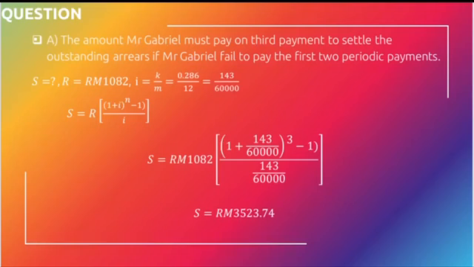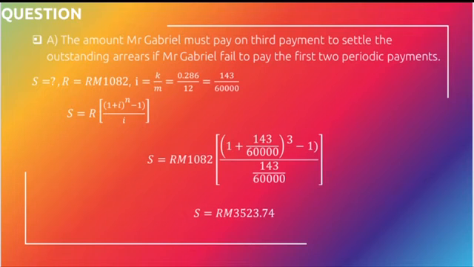So the question goes like this: the amount Mr. Gabriel must pay on the third payment to settle the outstanding arrears if Mr. Gabriel failed to pay the first two periodic payments. So in this case, the first step will be to extract the information based on what we have from the case study and the question itself.